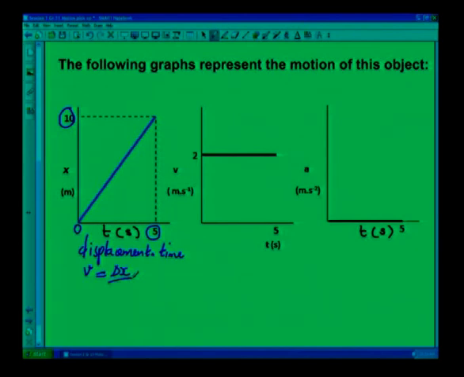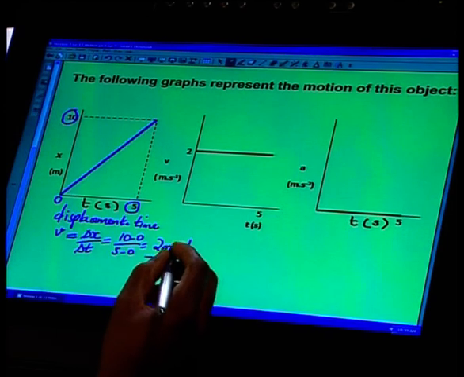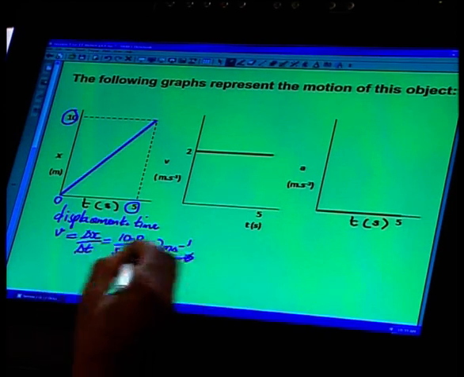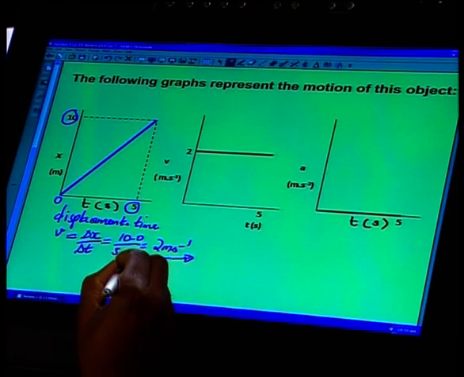Given the fact that velocity is change in displacement over change in time, we can then see that this would be 10 minus 0 divided by 5 minus 0. Those are the changes, and then we will end up with 10 divided by 5, and that gives us 2 meters per second. Okay, so that becomes our velocity.